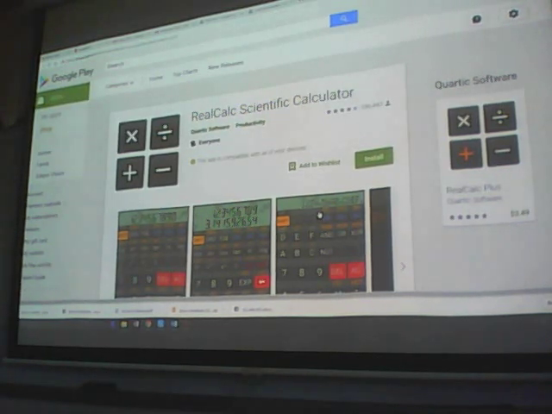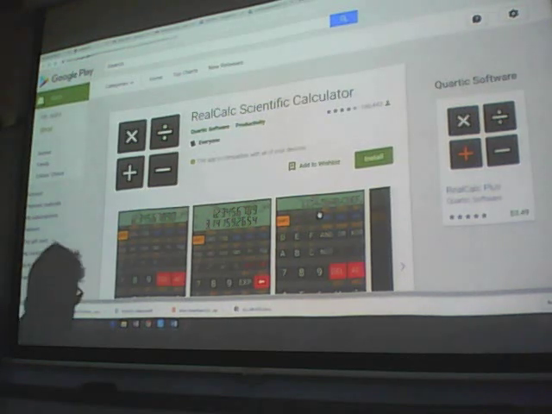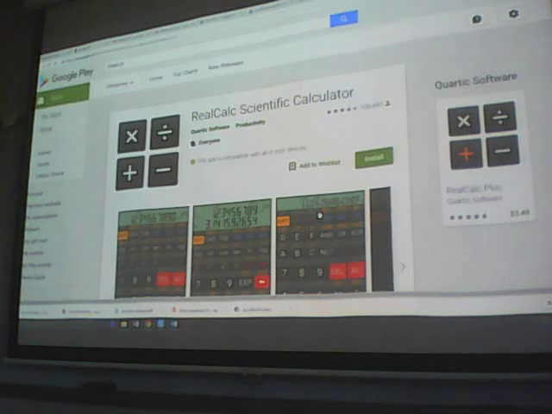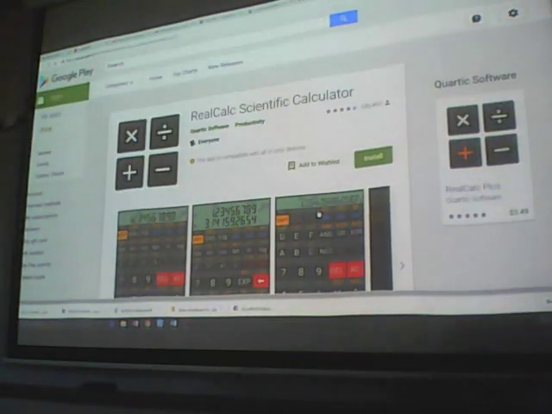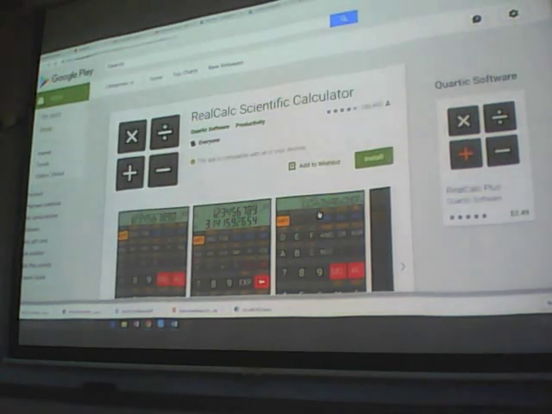If you don't have a calculator, you can use the phone. But today, we're going to make calculations with scientific numbers that need a special key to be done. So to write a number like this, just 3.2 by 10 to the power of 13. You can use your phone calculator.